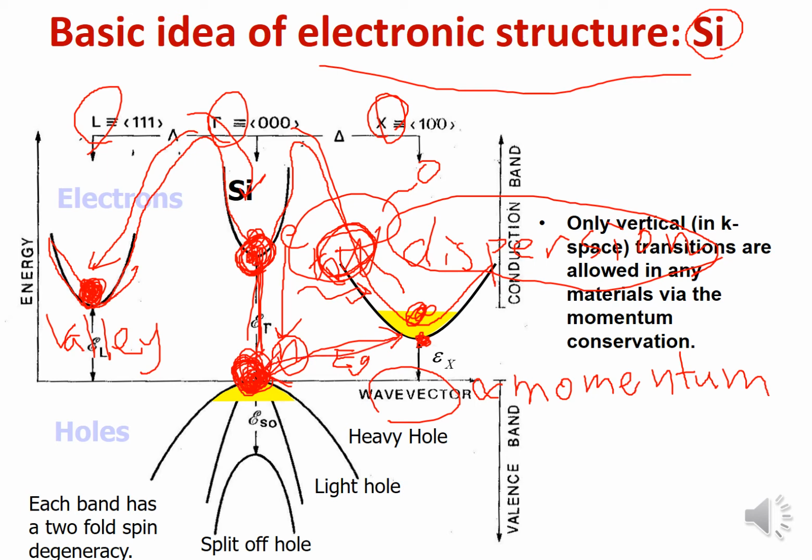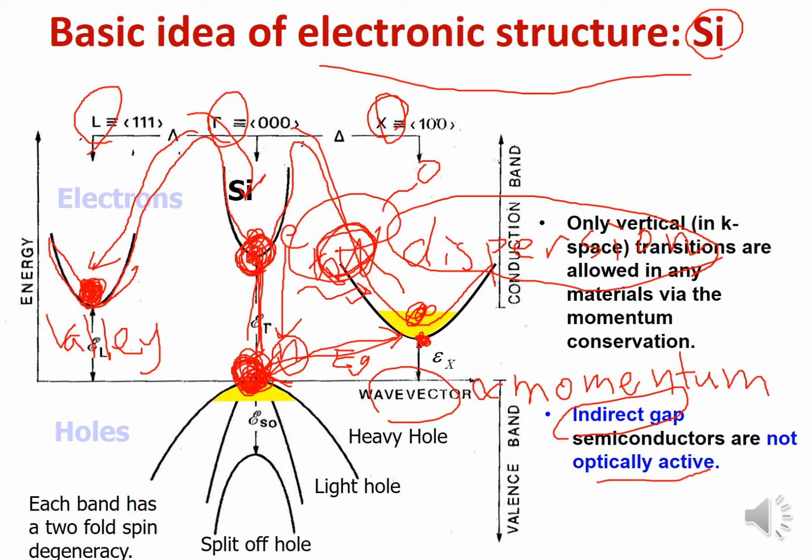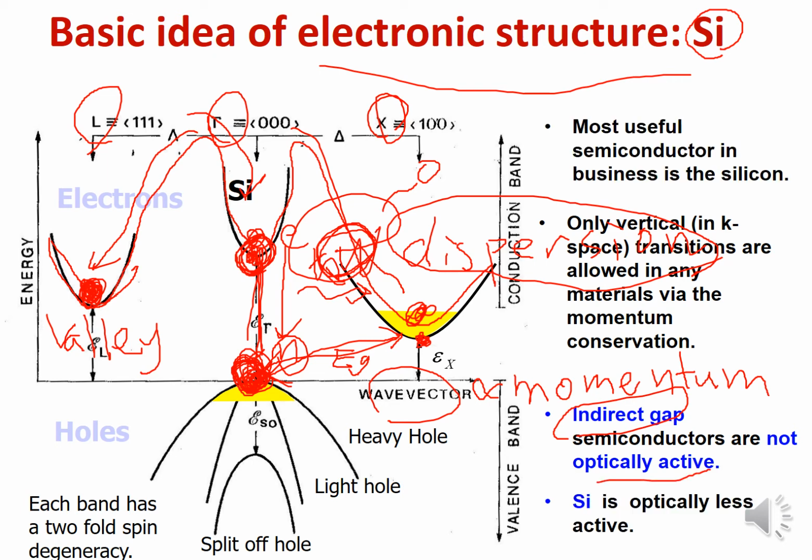So indirect gap semiconductor materials like silicon are not optically active. So silicon is optically less active.